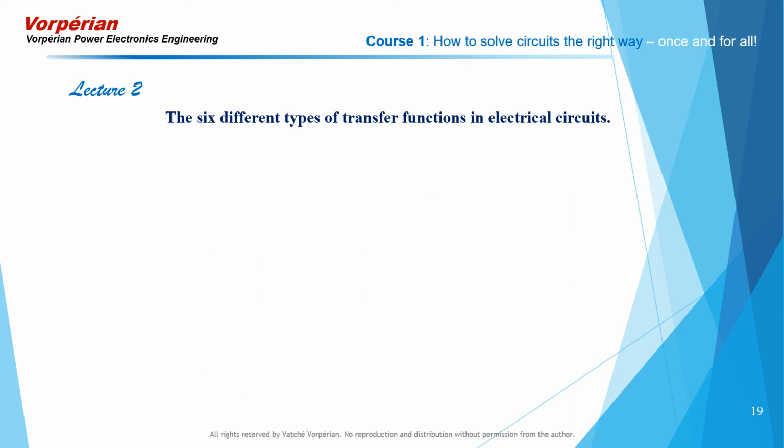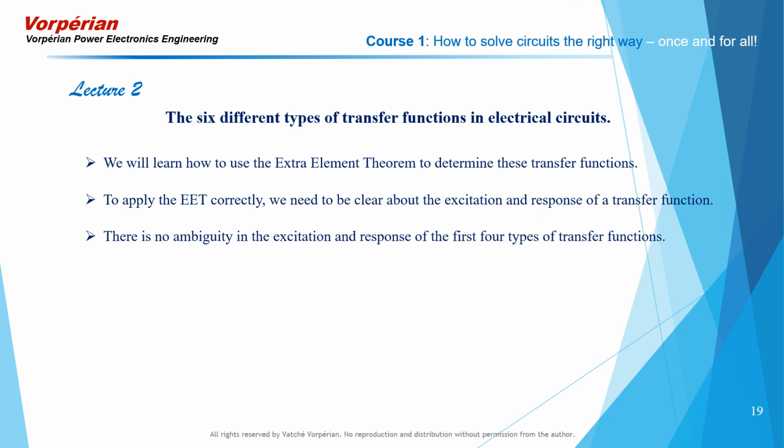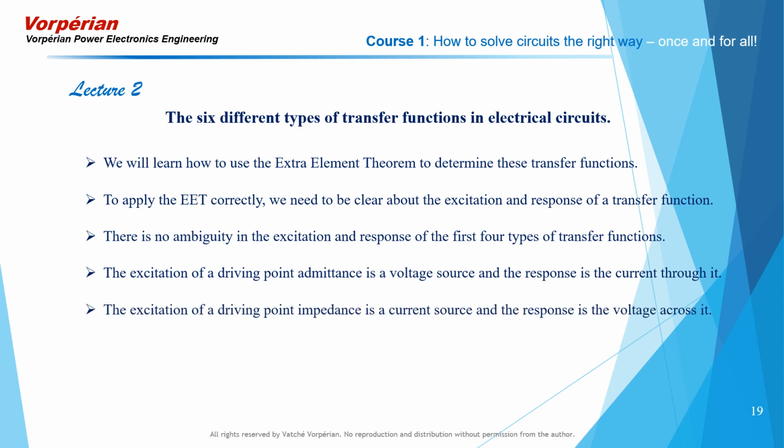To summarize quickly then, we are going to learn how to use the extra element theorem to determine these transfer functions. To apply the EET correctly, we need to be clear about the excitation and the response of that transfer function. For the first four transfer functions, there is no ambiguity as to which is the excitation and which is the response. The excitation, however, for a driving point admittance, we should understand is always a voltage source, and the response is the current through it. And for a driving point impedance, the excitation is always a current source, and the response is the voltage across it.